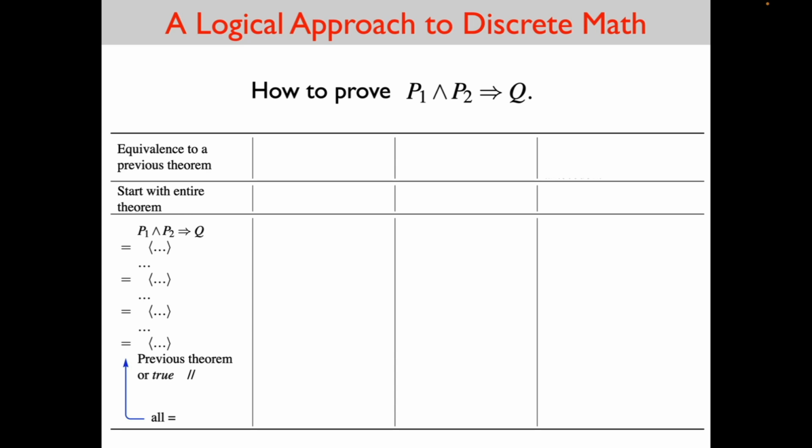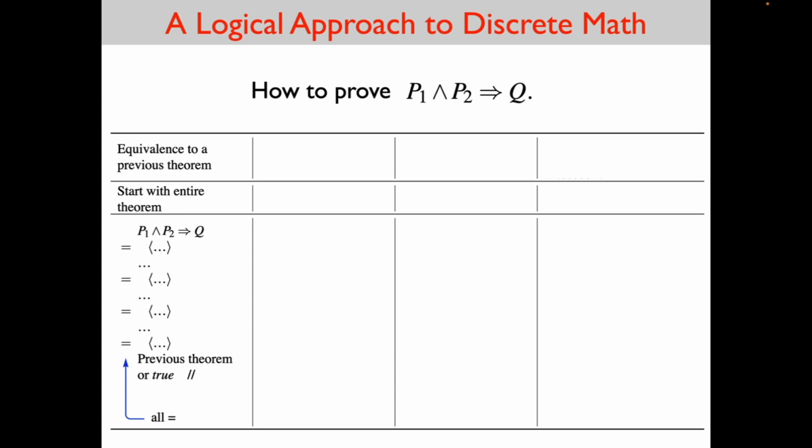And when we do it this way, notice that all of the operations on the left-hand column are equals. Okay, so this is how you would prove P1 and P2 implies Q, by getting it to equivalent a previous theorem or true. And in that instance, all of the operations on that left column are equals.